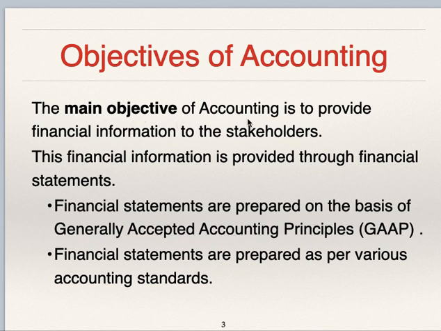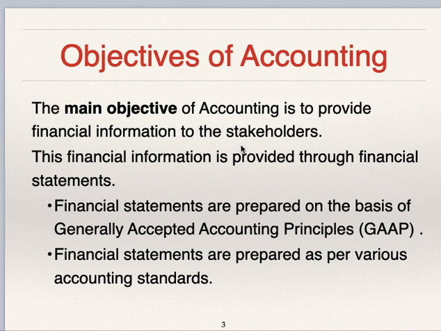The main objective of accounting is to provide financial information to the stakeholders. Stakeholders are users of accounting information like shareholders, money lenders, debtors, creditors, tax authorities, employees, etc. All these are various stakeholders who are interested in the financial information of the organization. Their economic decisions are based on this financial information. And the main objective of accounting is to provide financial information to the stakeholders.